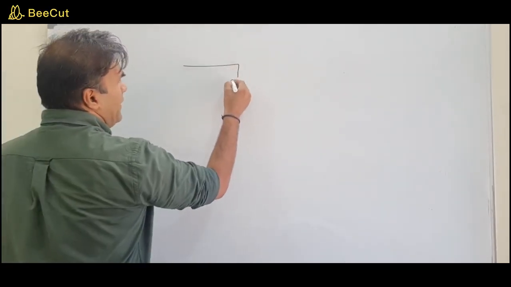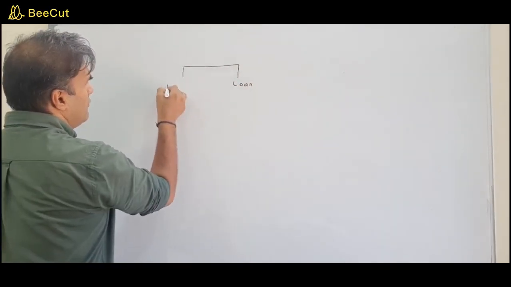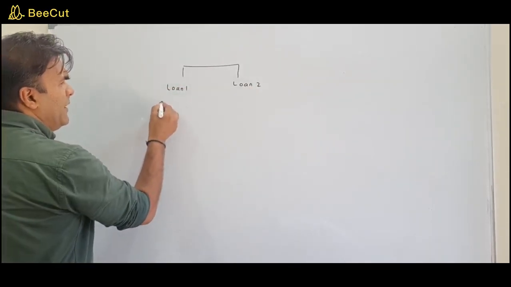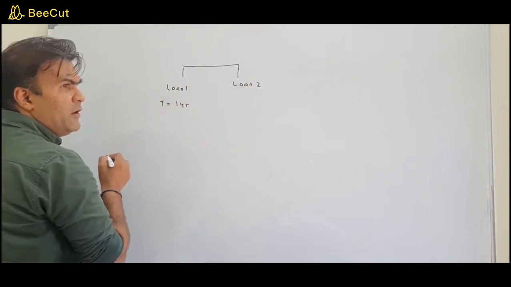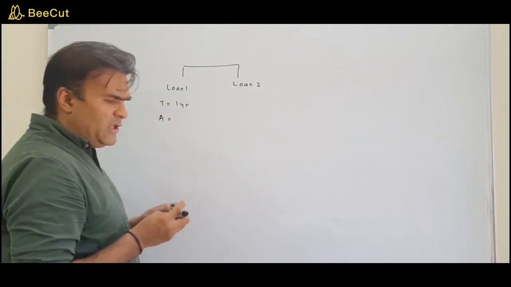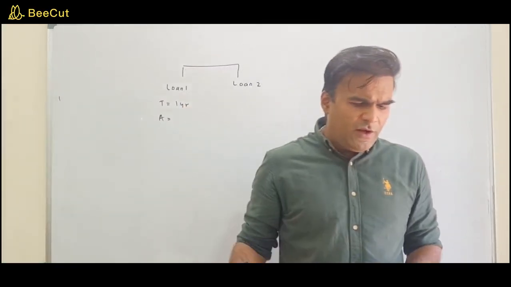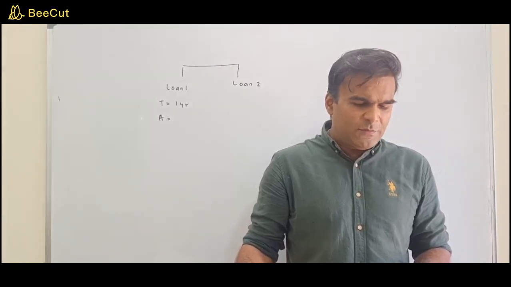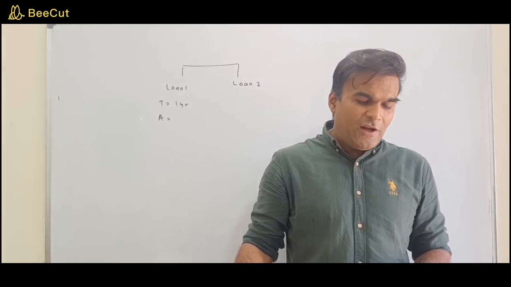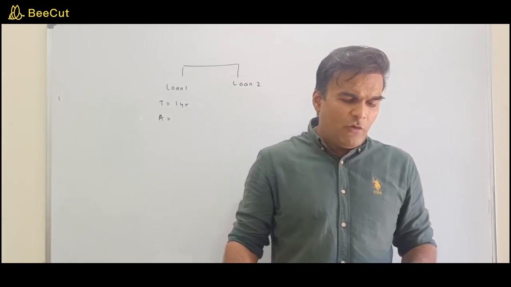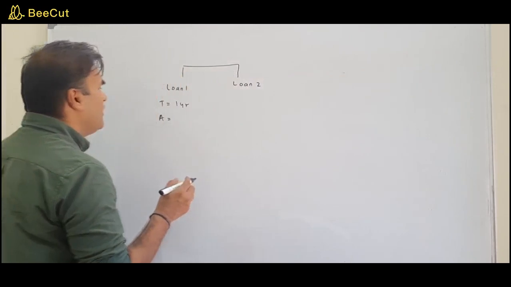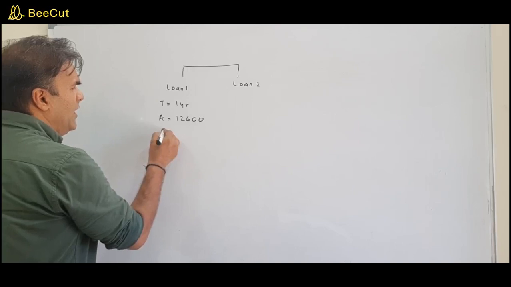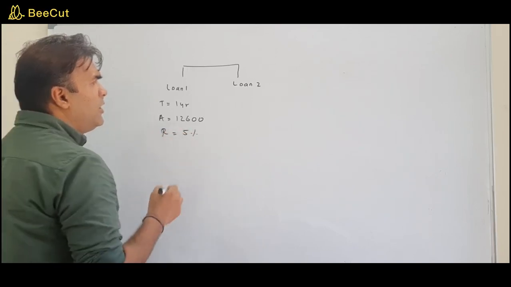Alright, that means loan 1 and loan 2. Loan 1 he is repaying at the end of 1 year. What is the amount that he is paying? Mohit borrowed a certain sum of money at 5% compound interest and cleared his loan by paying 12,600 at the end of year 1. What rate? 5%.